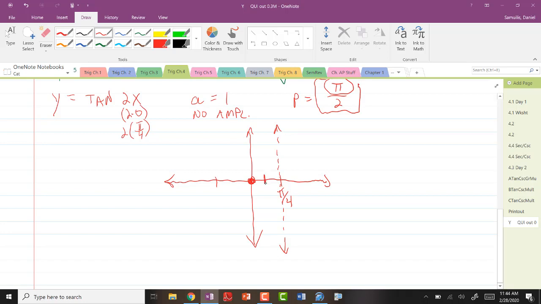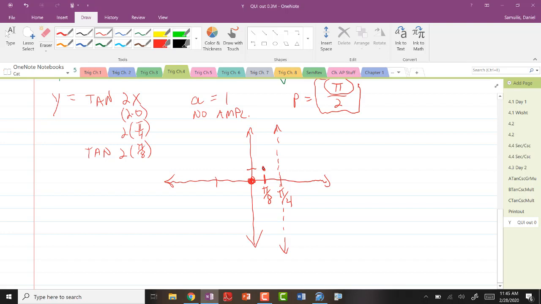All right, and then what's this number right here? What do you think we're going to put there? Pi over 8. Do you know what happens when you plug in pi over 8 into the function? 2 times pi over 8 is pi over 4. What's tan of pi over 4? 1. So this is the new 1 value. I'm going to put 1 here.